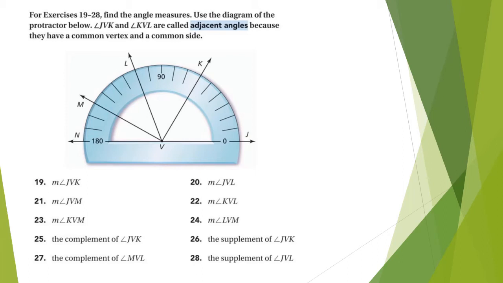For problems 19 through 28, we're going to find some angle measures, and we're going to use this diagram of a protractor. And we're also given some vocabulary. We're told that angle JVK and KVL are called adjacent angles, and that's because they have a common vertex and a common side. So again, that's just a vocabulary term to be aware of. If I see two angles that have a common vertex and a common side, I can call those angles adjacent.